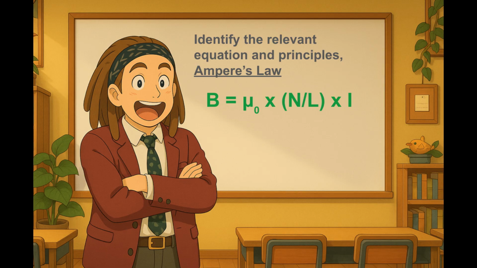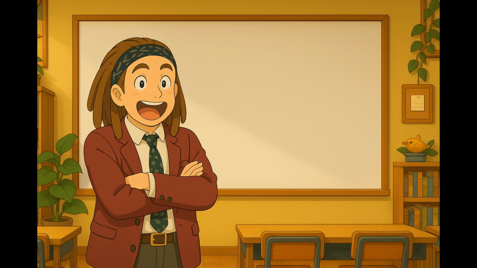The radius R doesn't appear in the ideal formula for the field on the axis, but it certainly plays a role in the overall magnetic energy stored, the inductance of the coil, and how uniform the field is off-axis. For instance, if the solenoid were very wide, large R, compared to its length, the field at the center wouldn't be as uniform.